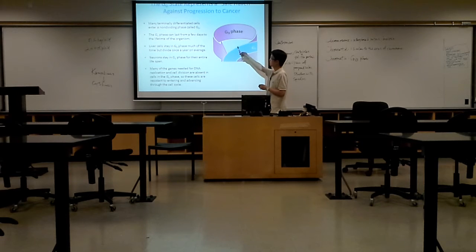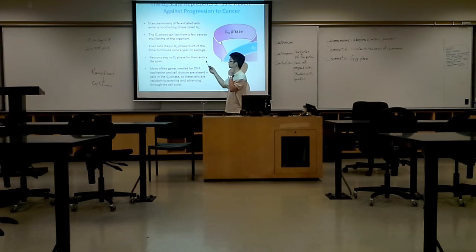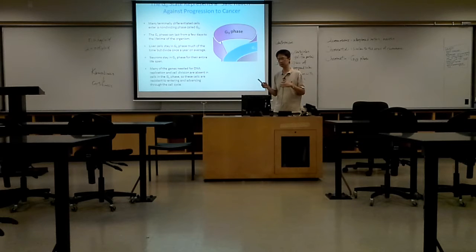So it says that G0 phase can last for a few days to a lifetime. It gives you two examples. The liver cell divides only once a year on average, but neurons, the cells in our brain, do not divide at all. Most of the neurons stay in G0 phase for our lifetime, but liver cells divide once a year.